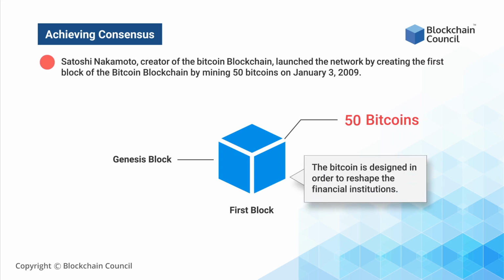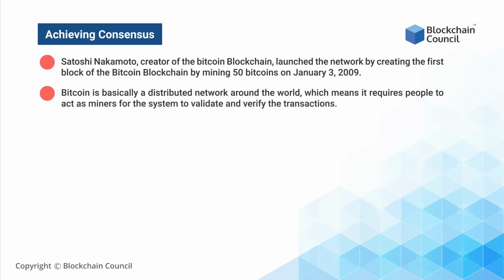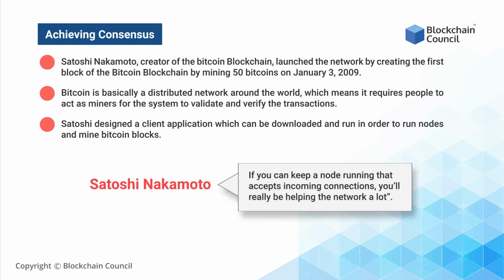Bitcoin is basically a distributed network around the world, which means it requires people to act as miners for the system to validate and verify the transactions. For this purpose, Satoshi designed a client application which can be downloaded and run in order to run nodes and mine Bitcoin blocks. The message that Satoshi wrote in his post while publishing the software is, "If you can keep a node running that accepts incoming connections, you'll really be helping the network a lot." The post was titled "Bitcoin v0.1 released, P2P e-cash."